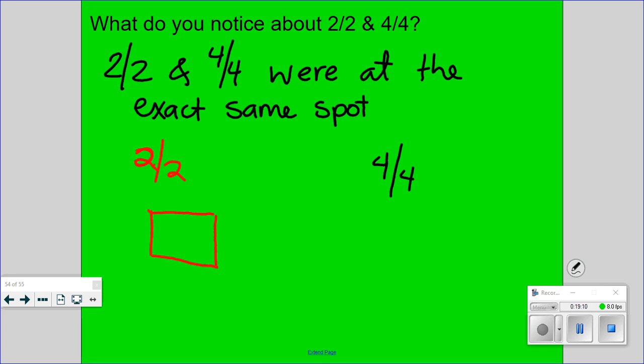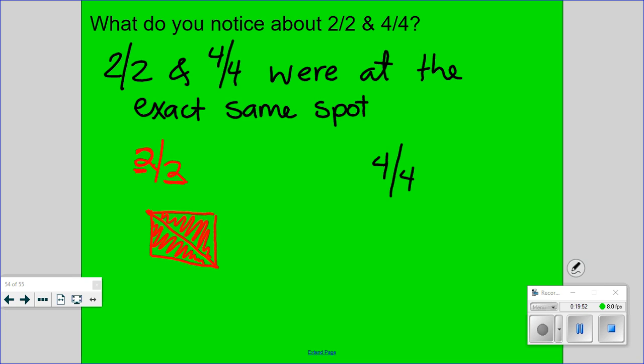Jackson, what does that denominator 2 tell me? How many pieces I need? So I need 2 pieces. I'm gonna do a fancy one. Is that 2 equal sized pieces? Yes. Yep, that'll work. Tenley, what does my numerator tell me? How many pieces I'm going to be using or shading in? That would be 2.